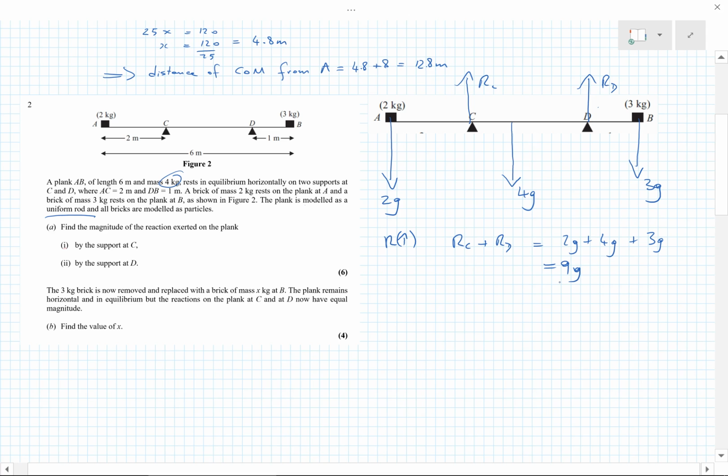Okay, now I can take moments about anywhere. I could take moments about there. It wouldn't be that sensible because I'll get a simultaneous equation in RC and RD, which is not something that we want to do if we've got an easier way. We can take moments about the supports. Well, if I take moments about D, then RC only will come in the equation, whereas if I take moments about RC, RD will be the only unknown in the equation. So it doesn't really matter, but because we've been asked for the support at C first, I'm going to take moments about D.